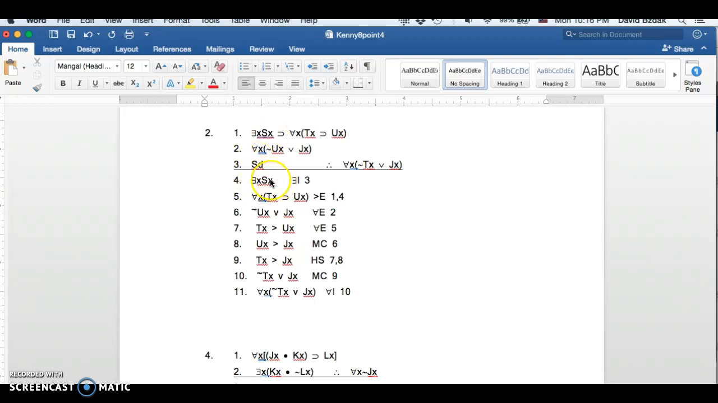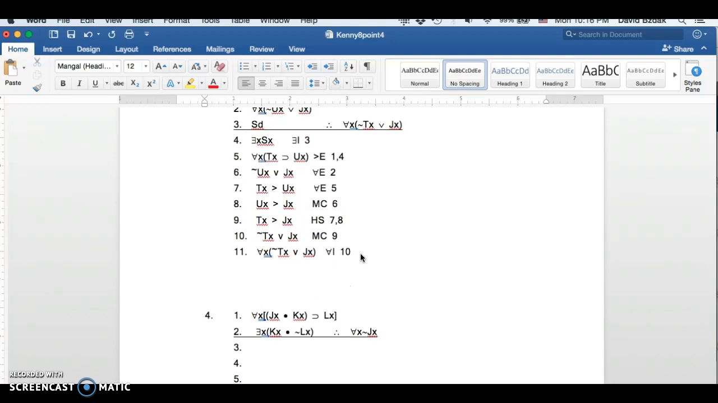So we did this first in order to get this universal quantifier by conditional elimination. Then once we did that, we did these universal eliminations. We kept in the x's because we knew we wanted to do a universal introduction at the end.